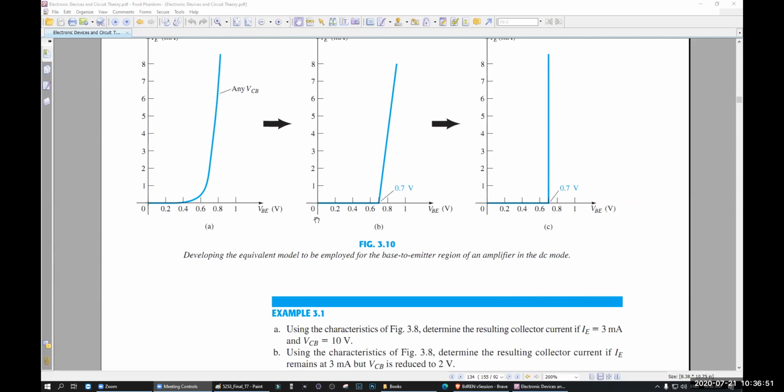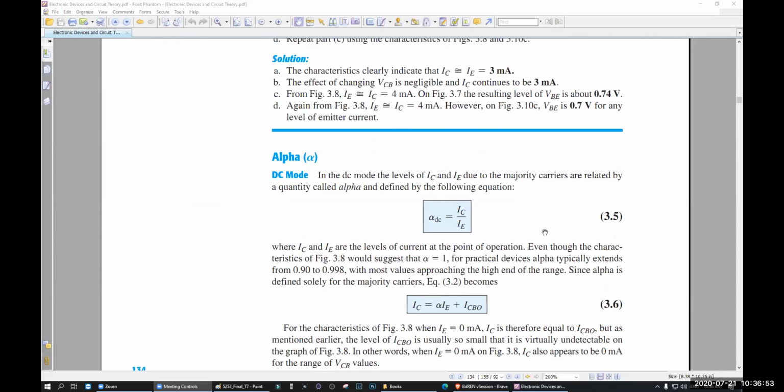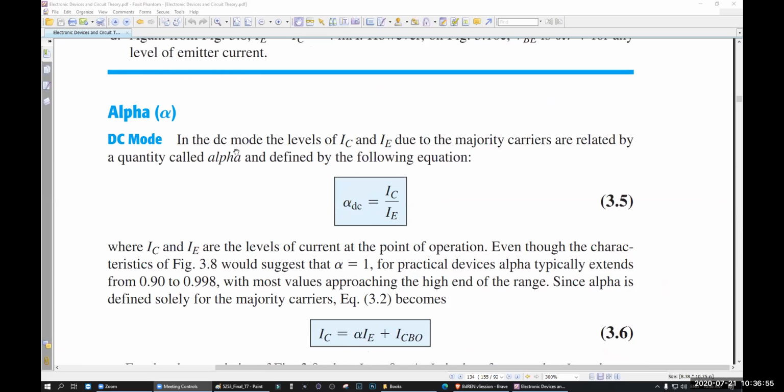Now come here. What is alpha? DC mode. In DC mode, the levels of IC and IE due to the majority carriers are related by a quantity called alpha. What is that? The ratio of IC and IE is called alpha. Since both of them are almost equal, which one is bigger? IE is bigger or IC is bigger?